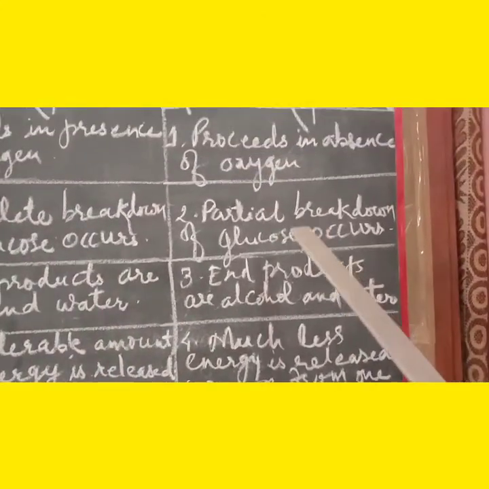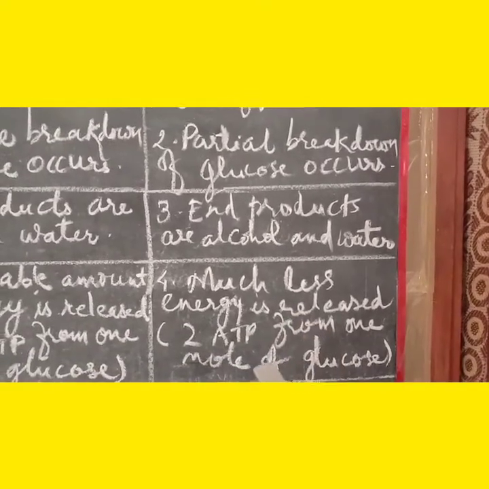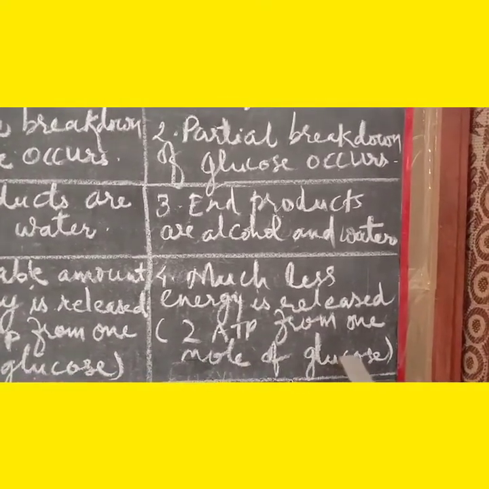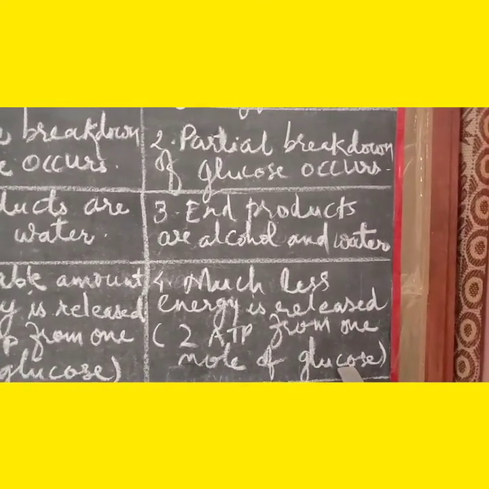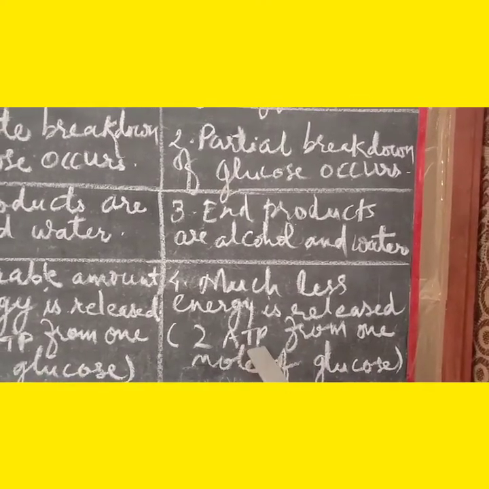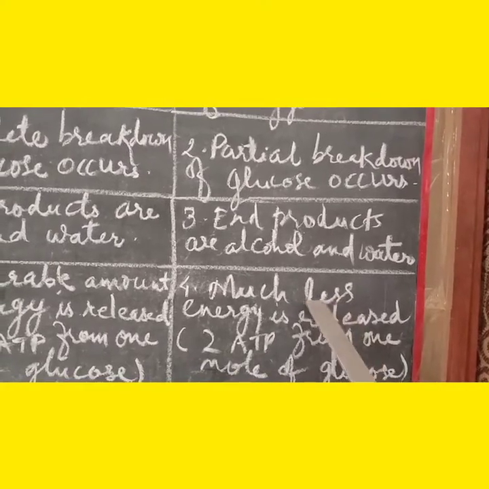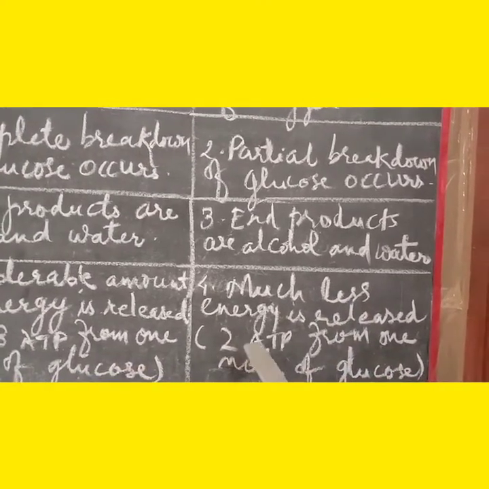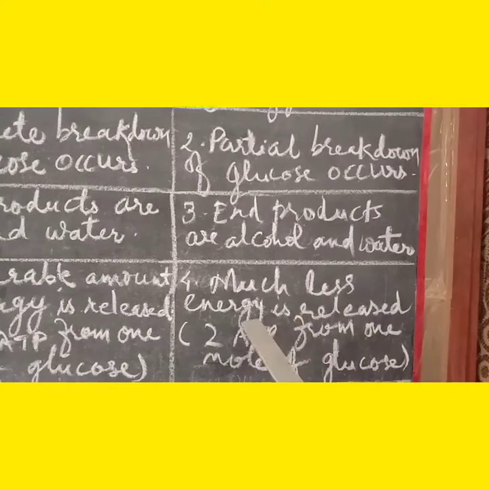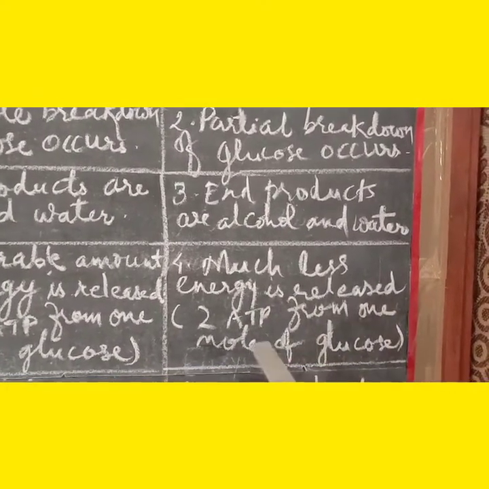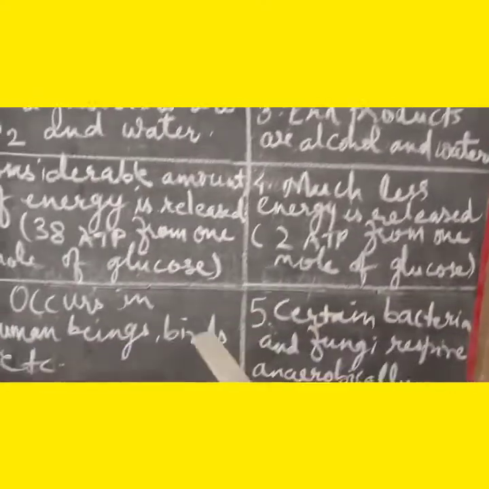But in anaerobic respiration, what happens? The same 1 mole of glucose will give out only 2 ATP of energy, which is very much less as compared to aerobic respiration. So we can say that much less energy is released in this process, only 2 ATP from 1 mole of glucose.